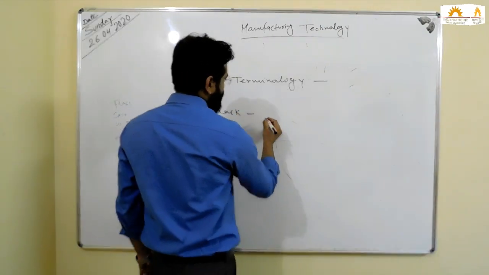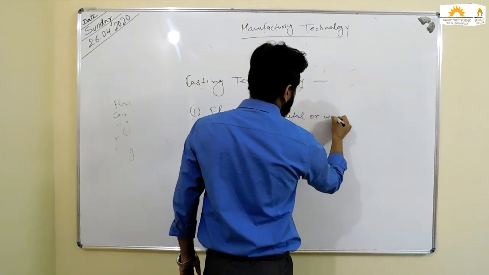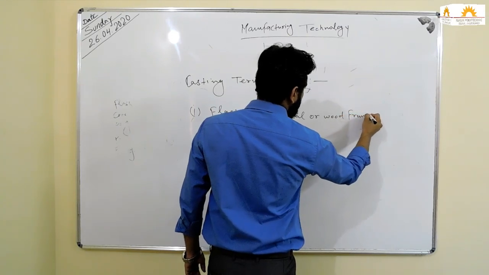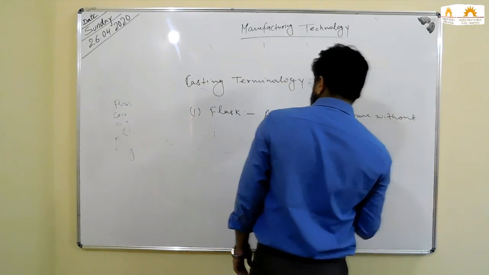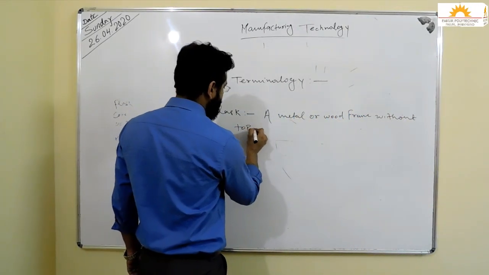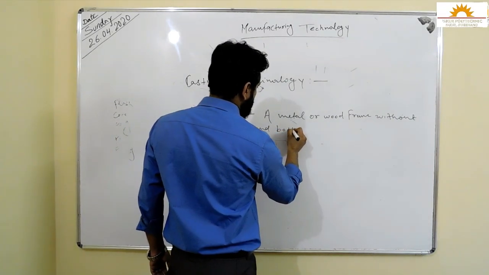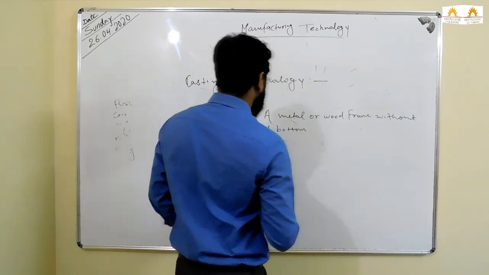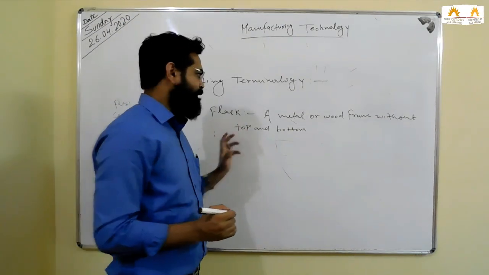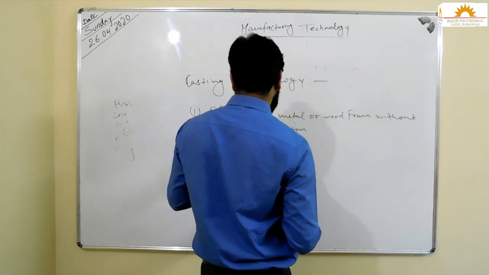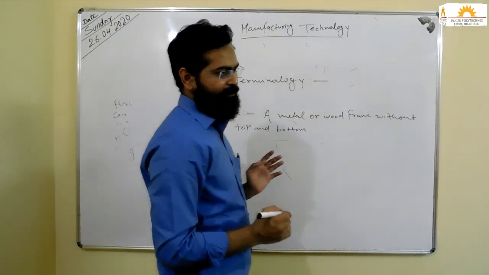Flask is a metal or wood frame without top and bottom. Means a flask is a metal or wood frame without cope and drag. It is only the flask. It is a frame in which the cope and drag will be fixed.